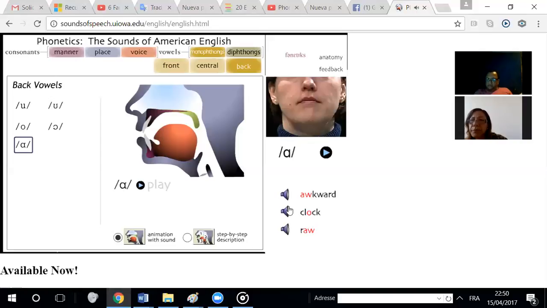Awkward. Clock. You never have to say clock. Clock is not the proper vowel. It's clock. Look at me. Clock, rock, walk, block.